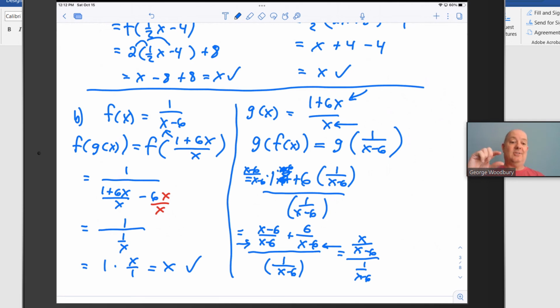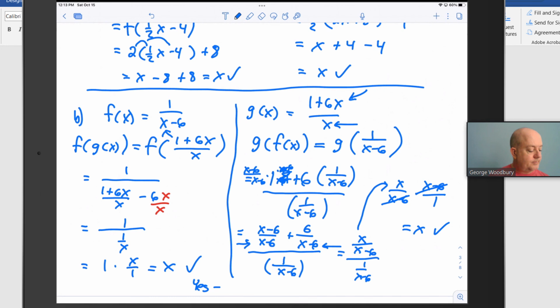Now we can take that denominator, invert, and multiply. I'm running out of room, so I'm going to take this up to here. X over x minus 6 times x minus 6 over 1, replacing that with its reciprocal. Divide out the x minus 6's. Look at what we have left, x. So we were able to get x in both directions. So these two functions are inverses as well.